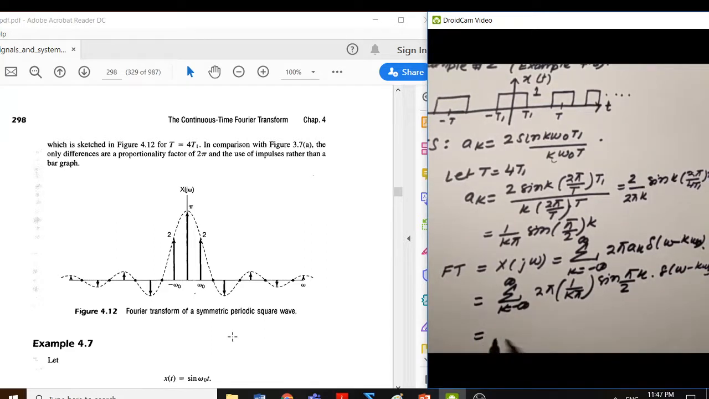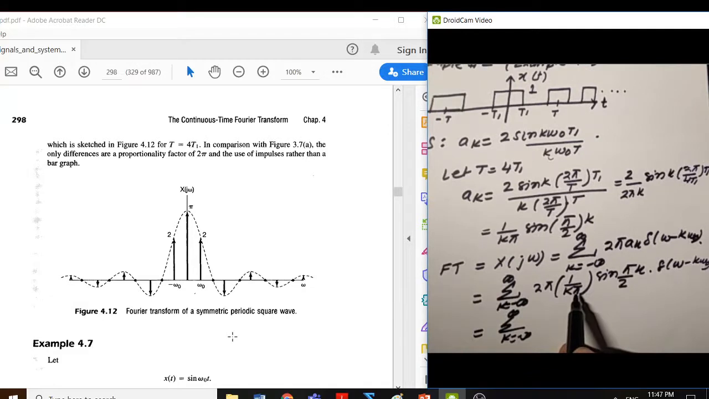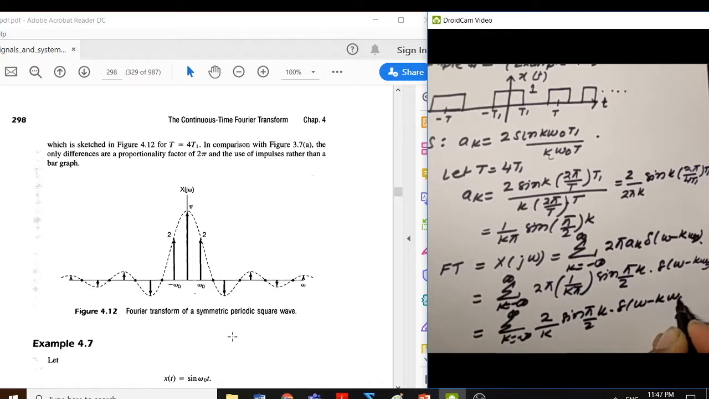And when I solve it further, I get k is equal to minus infinity to infinity. I'm just cancelling the terms. This pi gets cancelled with pi. This 2 remains, sine pi by 2k delta omega minus k omega naught.